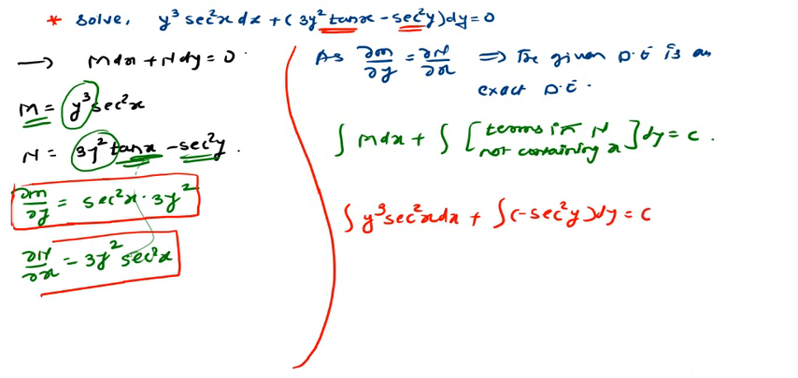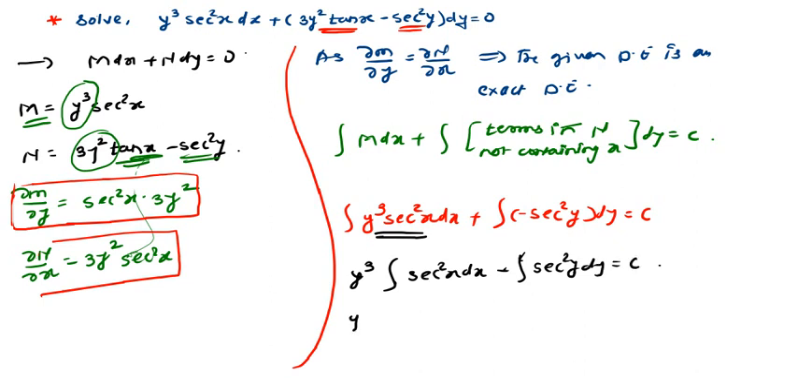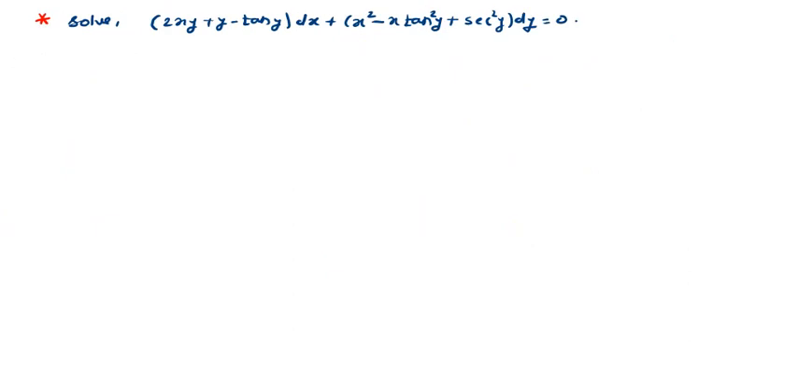Now we need to integrate the first term with respect to x. So y cube will be constant, and we need to take the integration of only sec square x dx, and this will be minus the integration of sec square y dy equal to constant. So y cube is constant, and the integration of sec square x is nothing but tan x, minus the integration of sec square y, which is nothing but tan y, equal to constant, and that is our final solution.